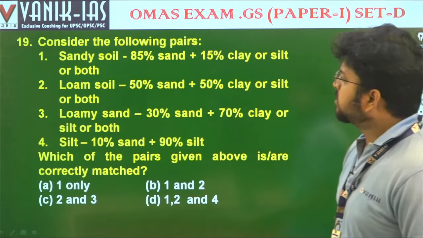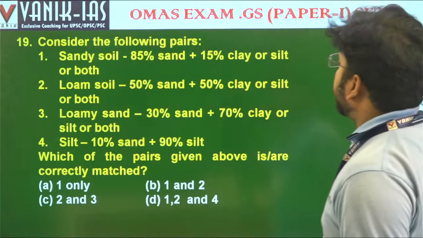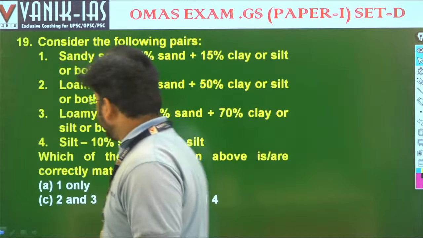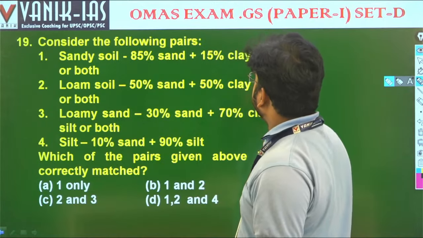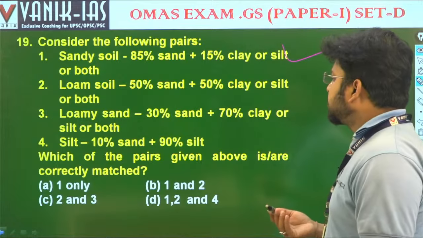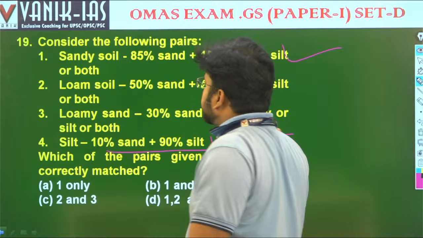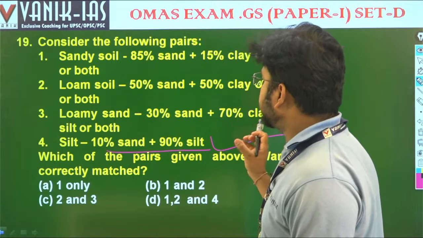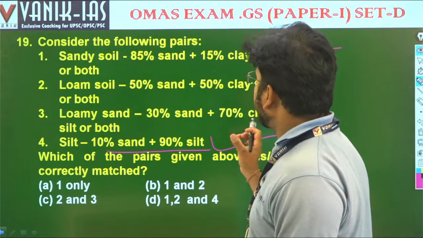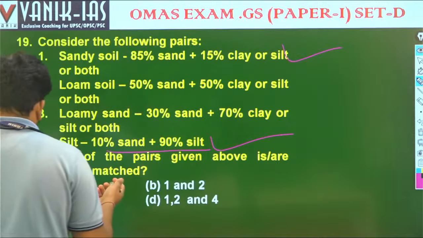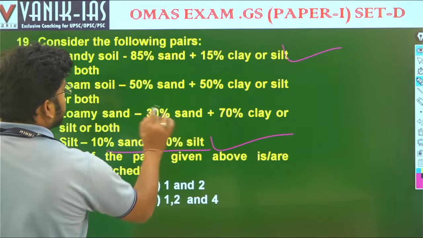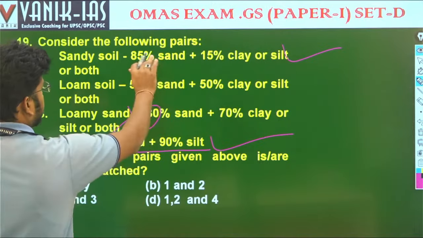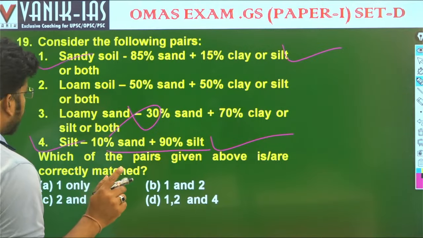Then consider the following pairs. Sandy soil, 85-50% sand. Sandy means more sand, right? So this is right. Sandy means obviously more sand. So the first statement is right. Clay will be less. Silt soil, obviously maximum silt will be there. This is right, just by common sense, just by observing the two words. Then loam soil, then loamy sand. Here loamy sand is said. So loamy sand means sand cannot be less. This is wrong. Loamy soil, just these two words are right. Just know that these two are right.